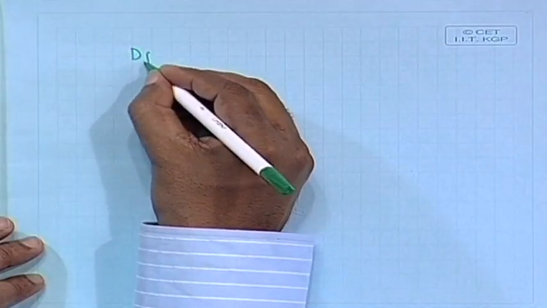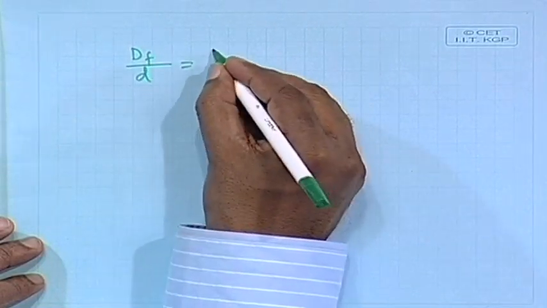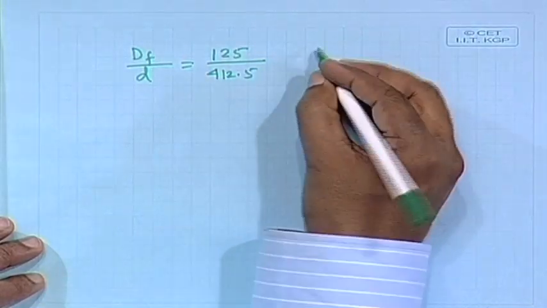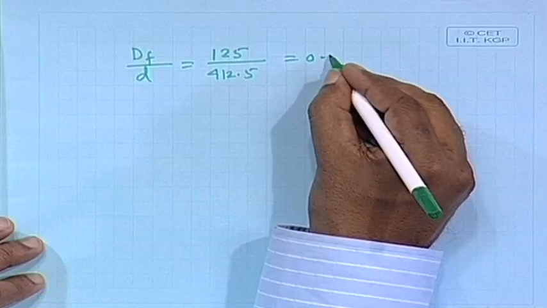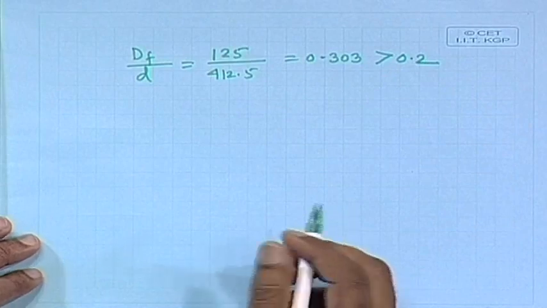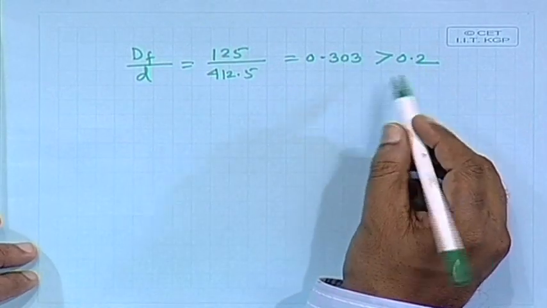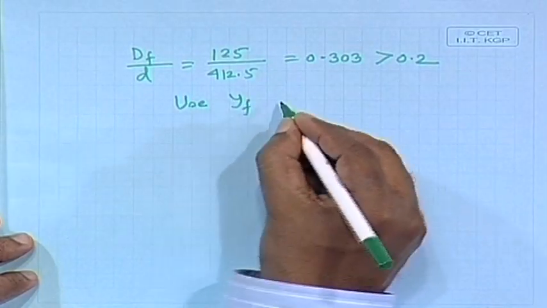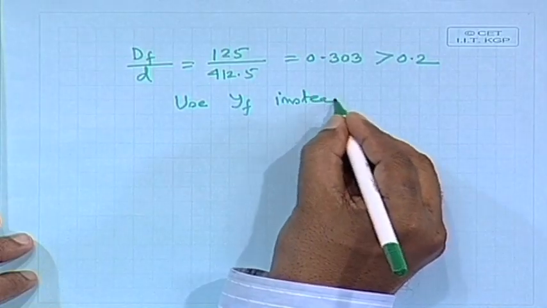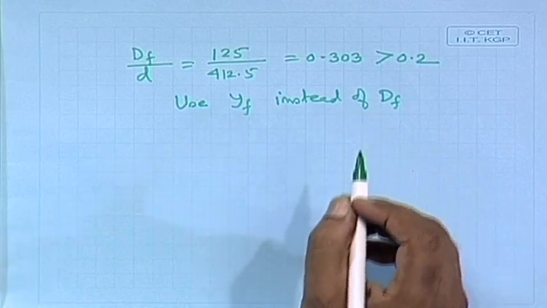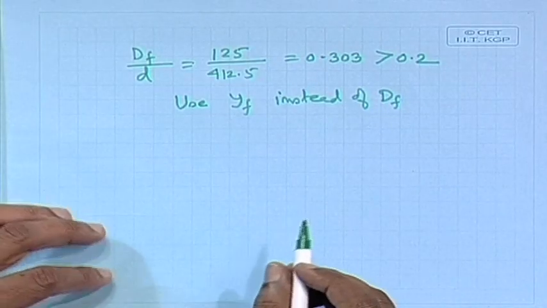What about df by D? df by D equals 125 divided by 412.5 equals 0.303, which is greater than 0.2. So, since 0.303 is greater than 0.2, we have to use yf instead of df, because the flange is not uniformly stressed.